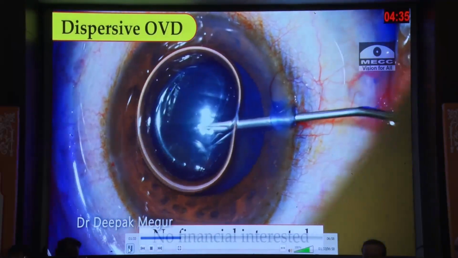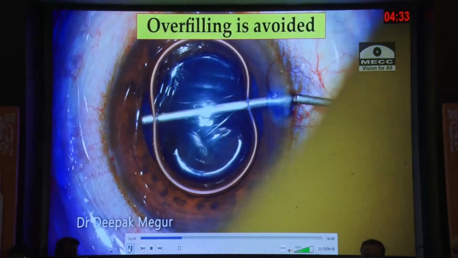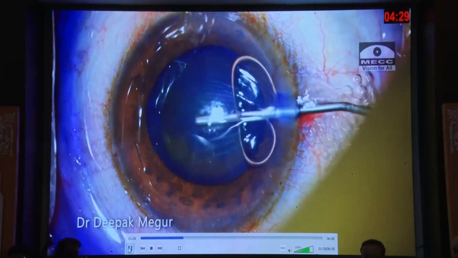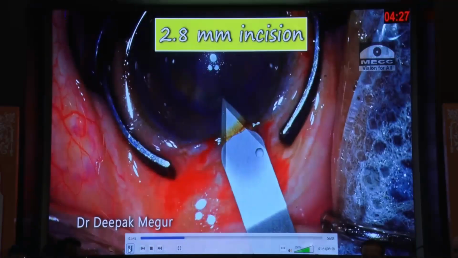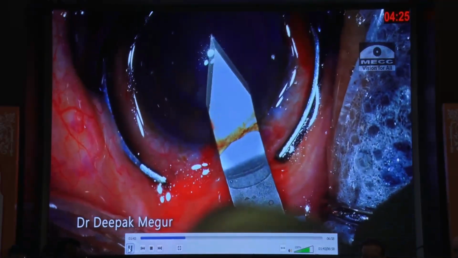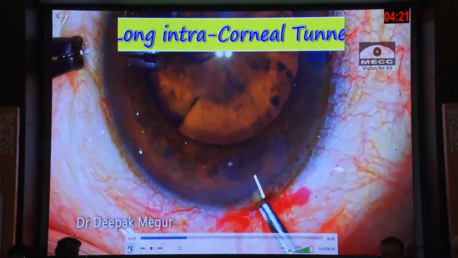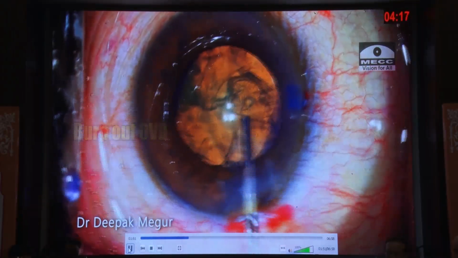Always keep the eyeball soft. Whenever fluid goes just under the iris a little bit, the iris starts coming out, and once the iris starts coming out, it's spoiled. So why dispersive? Dispersive OVD, in the sense it just keeps things in position. So this dispersive, I mean, Viscoat or a Viscoat-like substance.